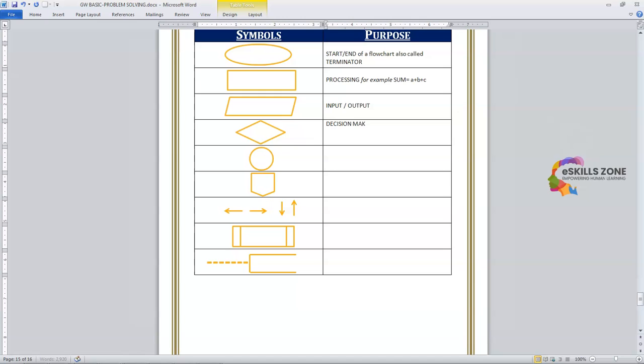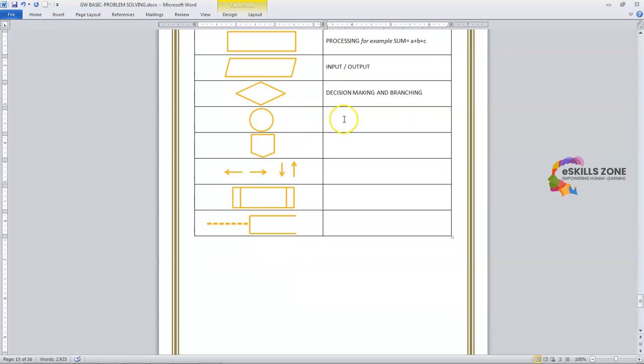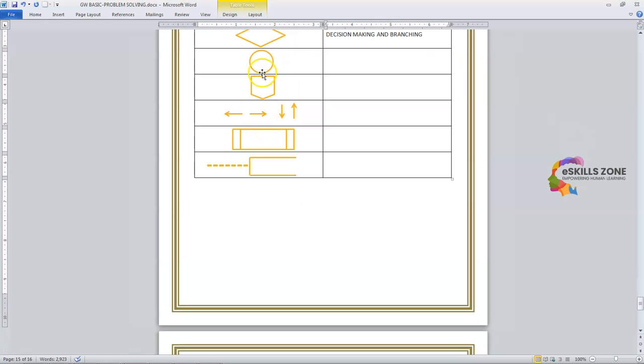This is a diamond symbol, and this is used for decision making, like using an if condition, decision making and branching. Since it's a multi-branching statement, if is used whether the condition becomes true or false, so we can use this diamond symbol.